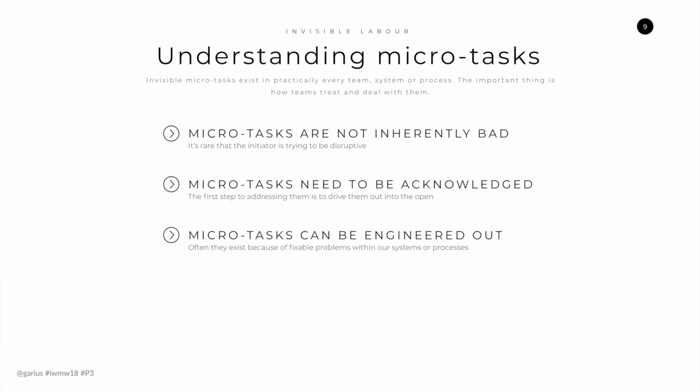So really, just in terms of understanding microtasks, the key things to remember are they're not inherently bad. They exist because people are trying to do their jobs, and because these people want help to do their jobs. Or they exist because maybe we wanted to code something quickly and we didn't have the time to do it in a structured way. They're not inherently bad, but they do need to be acknowledged, and you do need to recognize them. And once you recognize them, you can engineer them out. Now, you can't engineer them all out, but you can start to engineer a lot of them out.